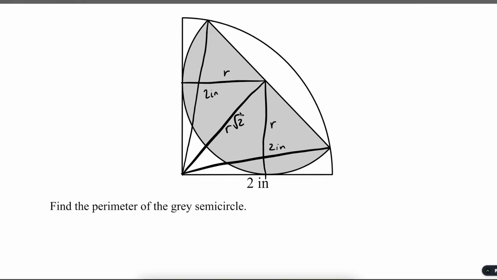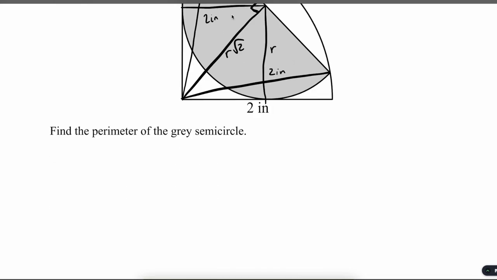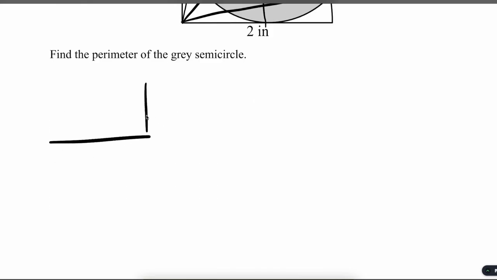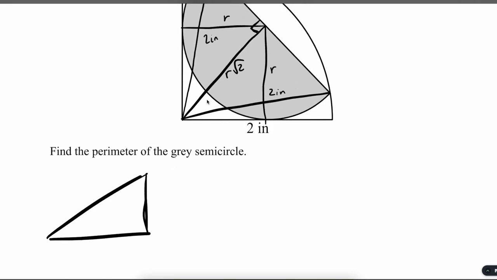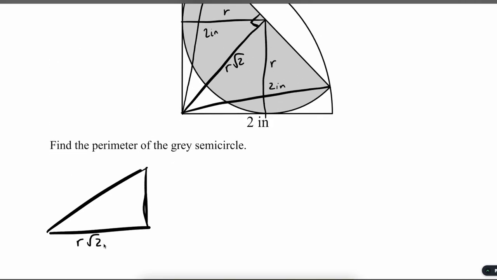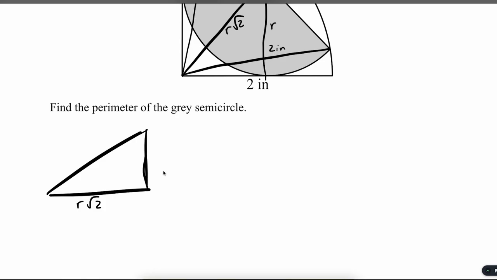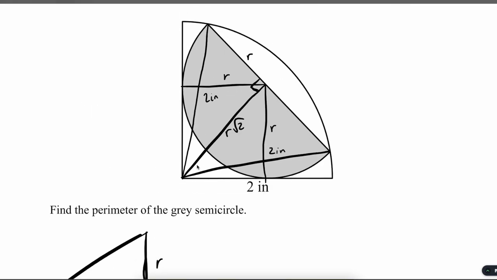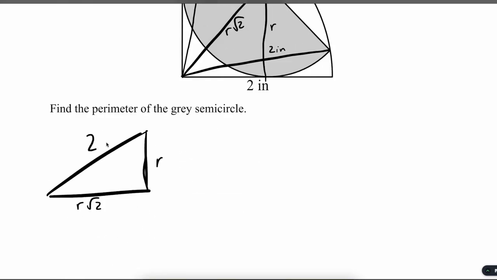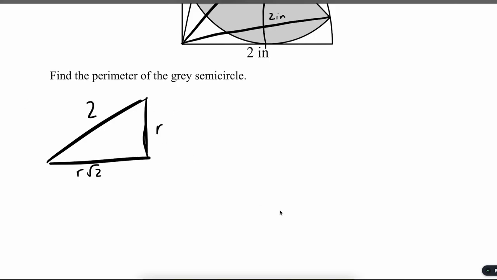So we've got that radius. Now we know this is a right angle here. And we know that this up here is a radius, because it goes from the centre to the edge. So if we draw that right angle triangle along here, then we've got the base r root 2, we've got the height r, and this is 2 inches. So now we can solve this.